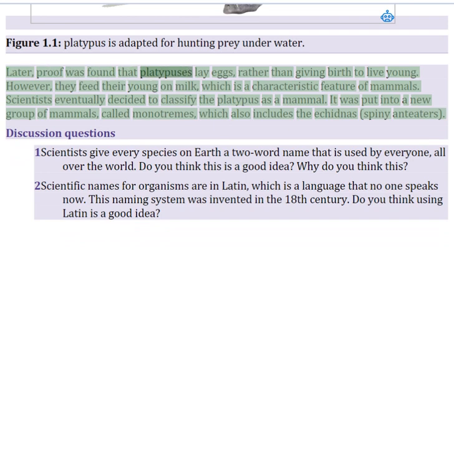Later, proof was found that platypuses lay eggs, rather than giving birth to live young. However, they feed their young on milk, which is a characteristic feature of mammals. Scientists eventually decided to classify the platypus as a mammal. It was put into a new group of mammals, called monotremes, which also includes the echidnas.